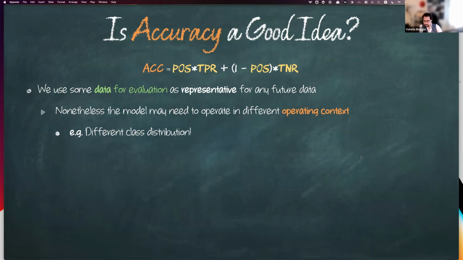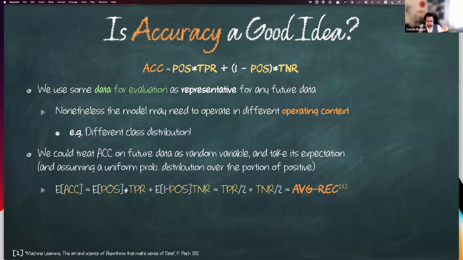I haven't told you yet where this data comes from. Imagine someone is giving you this data, which should be in general the case. Nonetheless, the model may need to operate in different operating contexts, and a different operating context might mean, for example, a different class distribution.